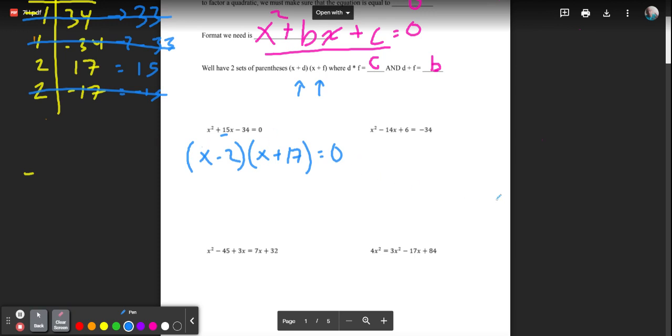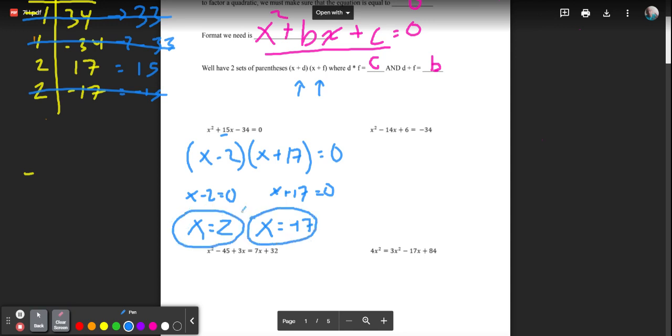Okay, now to solve it out, again, there's two possible things. Either this parenthesis, x minus 2, could equal 0, or this parenthesis, x plus 17, equals 0. Okay, and so if x minus 2 equals 0, we know that x would have to be equal to 2. And if x plus 17 equals 0, x would have to be negative 17. Okay, so these are my two answers. x equals 2, x equals negative 17.